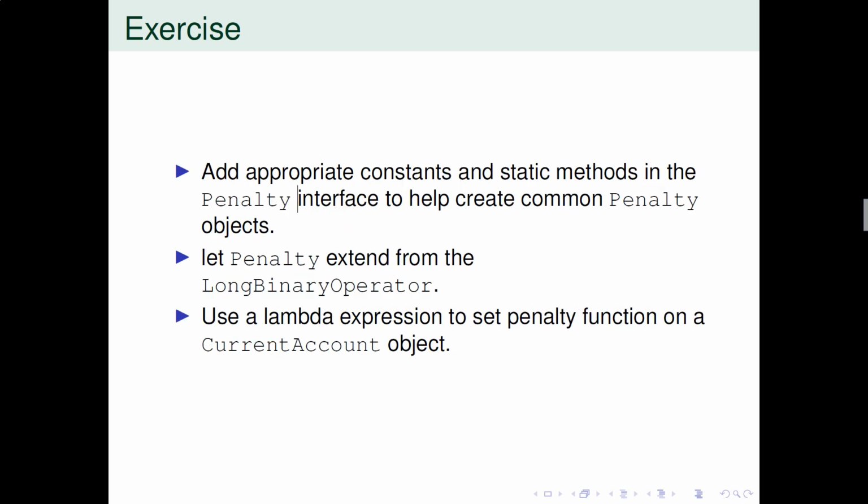Then this has to be used. Add appropriate constants and static methods in the Penalty. That will be the second part anyway. Even if you don't do that, that's fine. And let Penalty extend from the long. This also you may skip, the first two things. But use a lambda expression to set the penalty function on a current account object. That's something which has to be done.